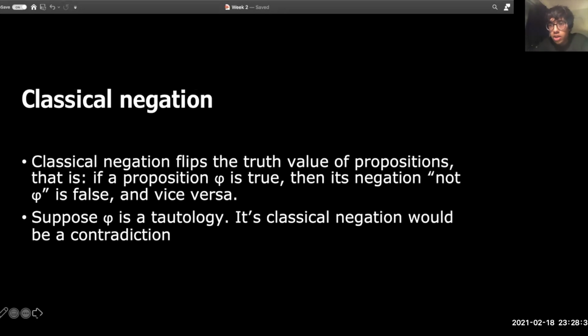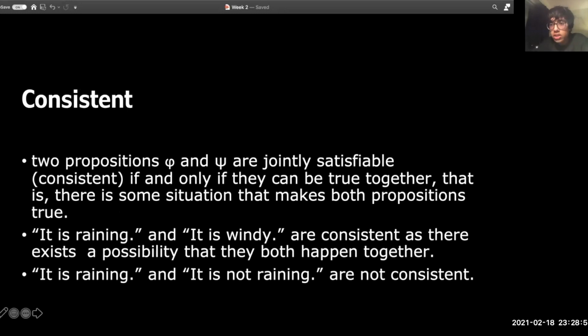So far we've learned the semantical notations for one proposition. So all of these semantical notations, satisfiability, tautology, contradiction, classical negation, all of them only require one proposition. Now we're going to map the relation between different propositions. Consistency is one such semantical notation. It requires two propositions, and it says that two propositions, phi and psi, are jointly satisfiable if and only if they can be both true together.